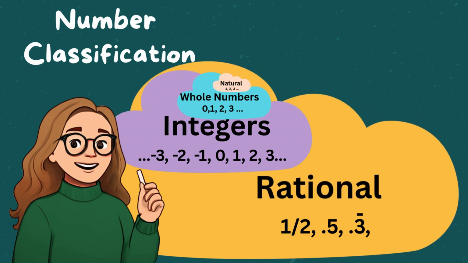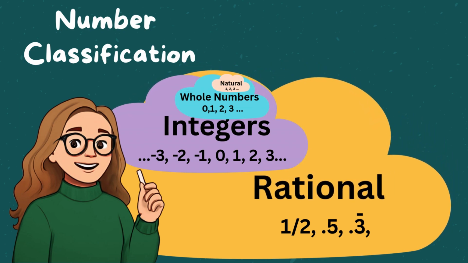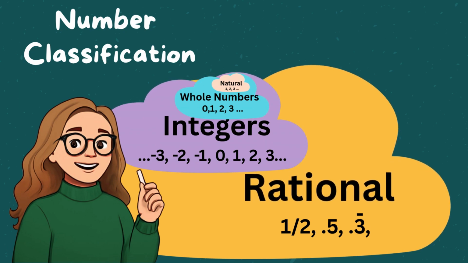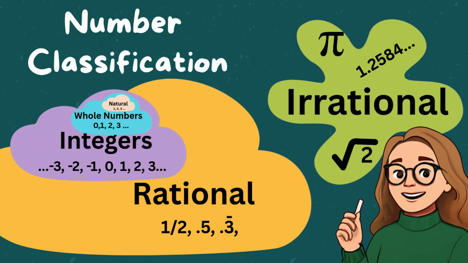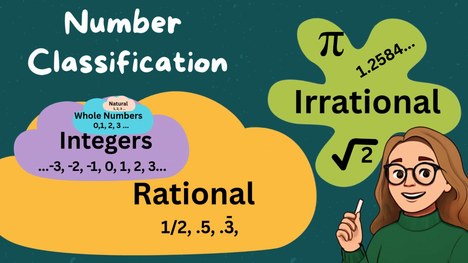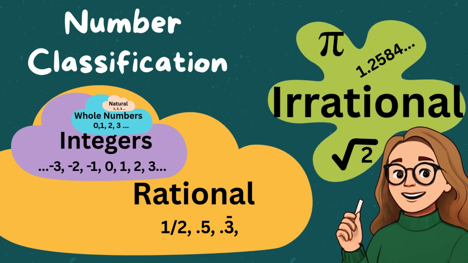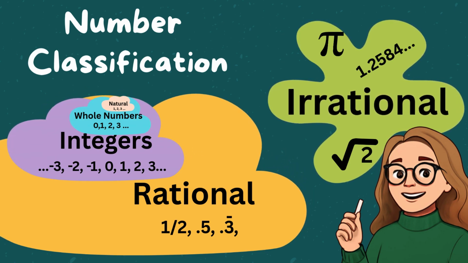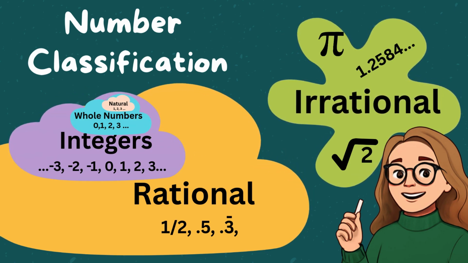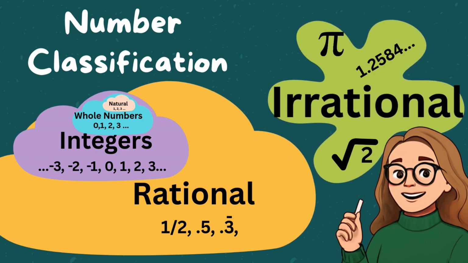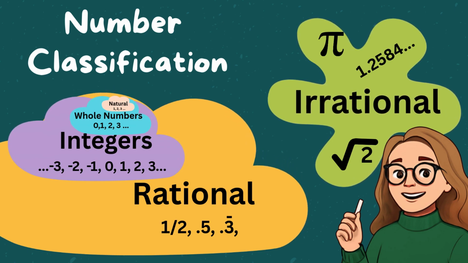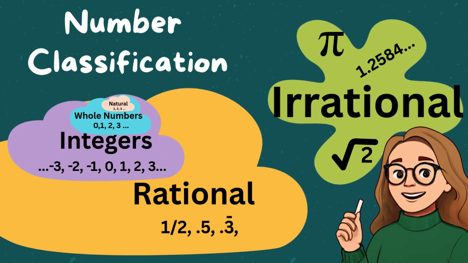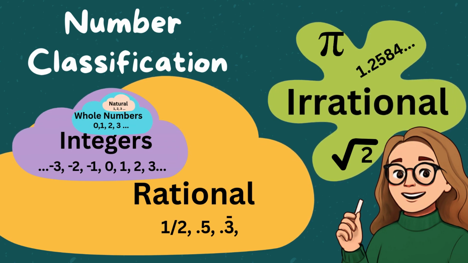So if all of these are rational numbers, including our integers, whole numbers, and natural numbers, what else is there? Those are your irrational numbers. I just like to remember that irrational numbers are ridiculous and they go on and on and on forever and they never end. So something similar to the square root of 2 or the square root of 5. Square roots that you can't get a whole number or a rational number from are irrational.